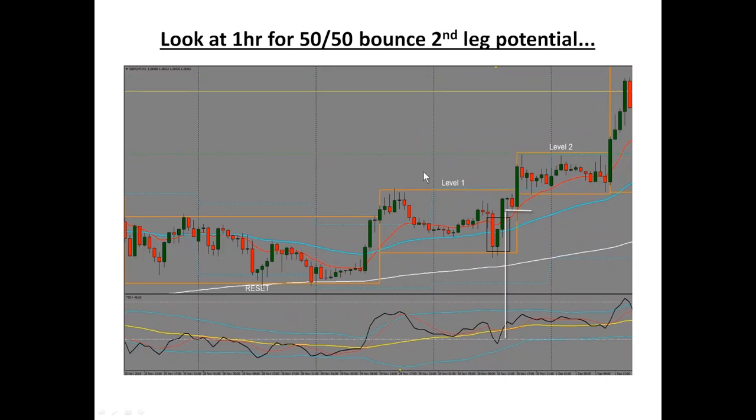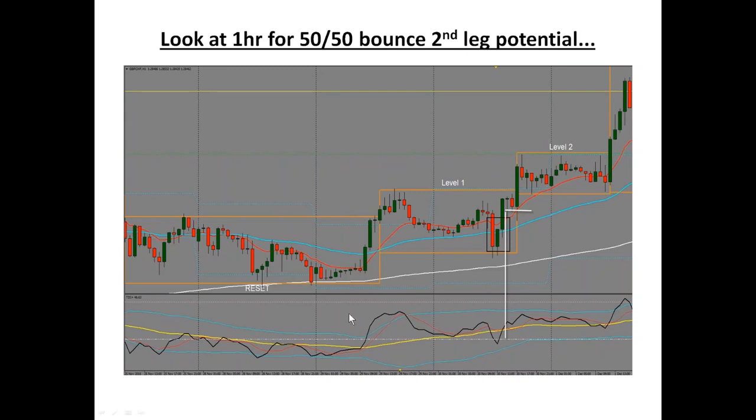Well, here we go. You jump into the 1-hour chart and look for a 50-50 bounce. Remember, a 50-50 bounce sometimes can have a second leg, just like a safety has 2 legs. Sometimes they give you half a bat, which is like 1 leg. As you can see, they give you V's, which makes you jump into the 1-hour chart and look for a 50-50 bounce.